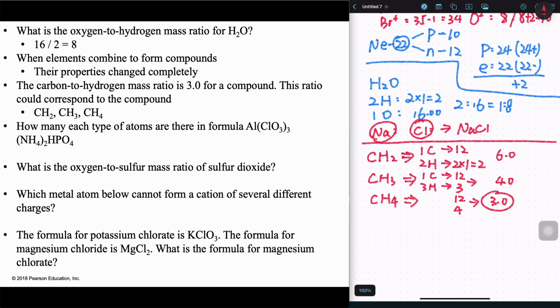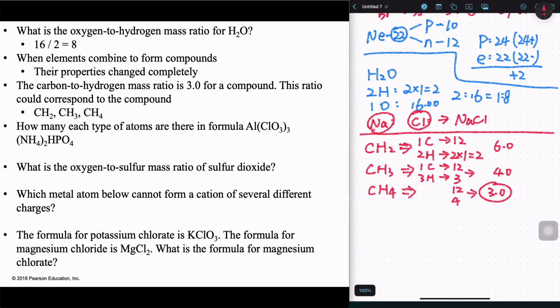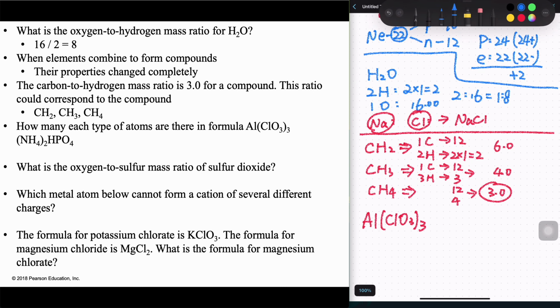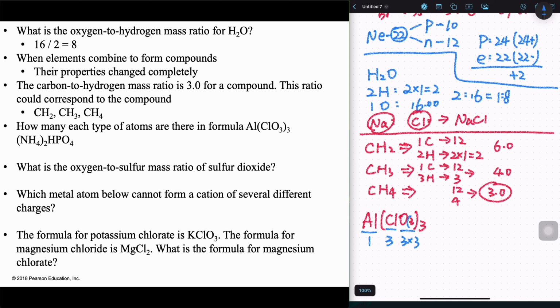Next question is asking how many of each type of atom there are in the formula of these compounds. The first one is an aluminum compound and the second is an ammonium compound. For the first, the aluminum compound, let me write it down. In this aluminum compound, there is 1 aluminum, 3 chlorine, and 9 oxygen. We get 9 by 3 times 3. For the next compound, the ammonium compound.